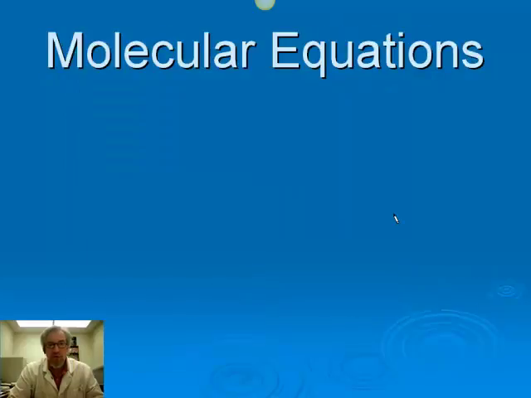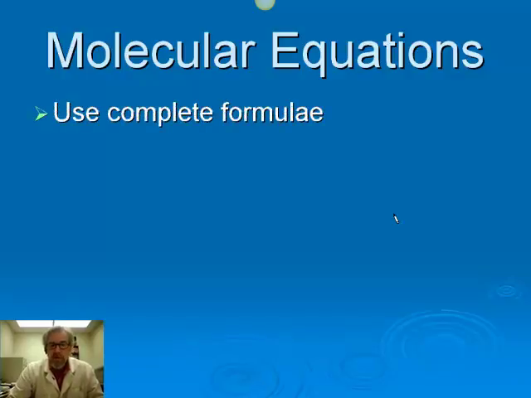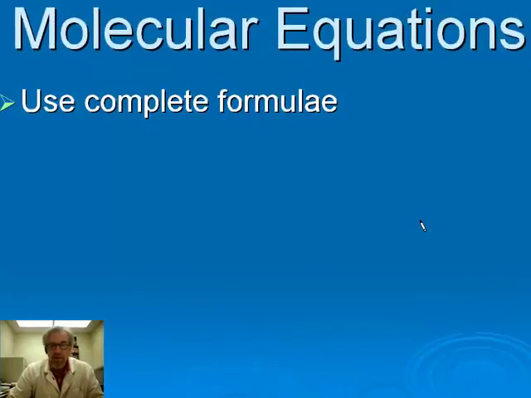In this video, we're going to talk about three different ways of describing reactions that occur in solution. The first way we can describe a reaction that's happening in a solution is with a molecular equation. This is the kind that we're the most familiar with right now. These use complete formulas for all the reactants and products.